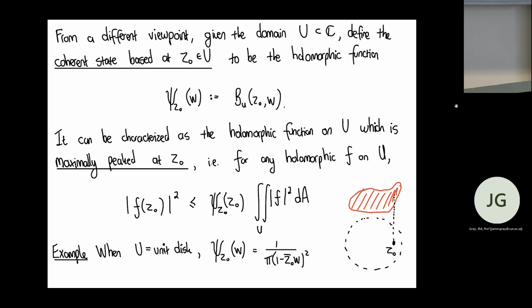Okay, so when U is the unit disk, what are these coherent states? To any point in the unit disk, I have a canonical and important holomorphic function, the coherent state based at Z0, which I can get just by using my formula for the Bergman kernel from the previous slide, and this is what it will be. Thought of as a function of W, it's going to be this function. This is a complex function, but I can always draw a graph of its norm, and it's going to look like this. Note one important thing here. I said it's the function which is maximally peaked at Z0, but this doesn't go up to Z0 and then go down again.